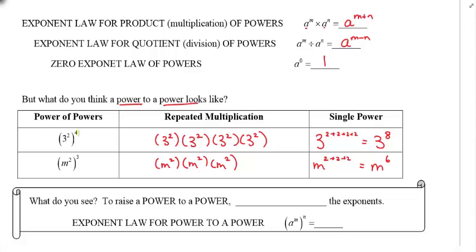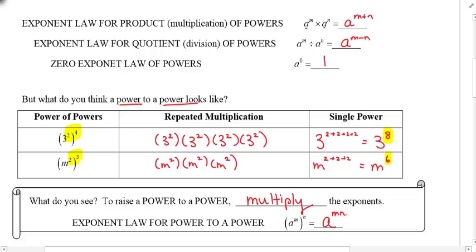So, once again, comparing exponents to the answer, what do you see here? So to raise a power to a power, the key thing now is to multiply the exponents. So the exponent law for a power to a power is this. If we have a to the power m, all raised to the power n, we just keep the base the same as a, and we multiply the two exponents m times n.